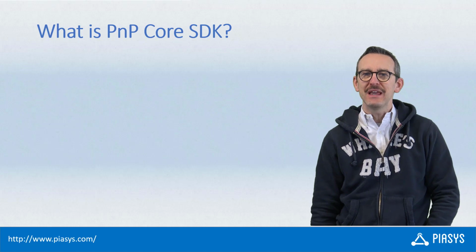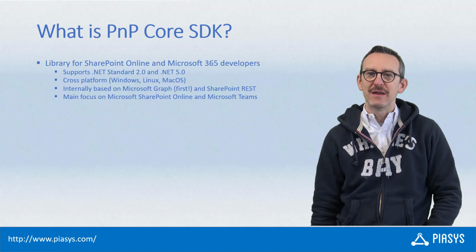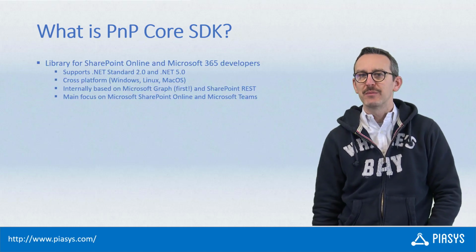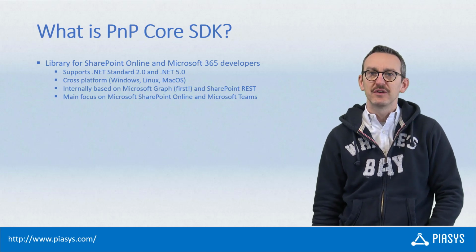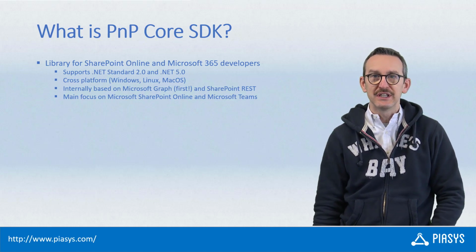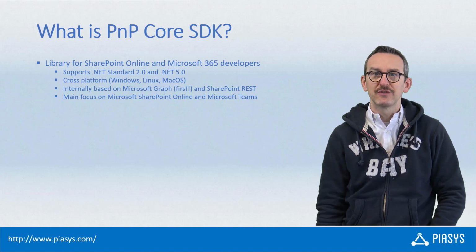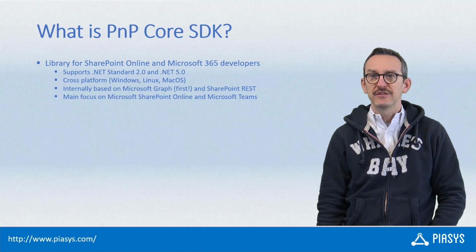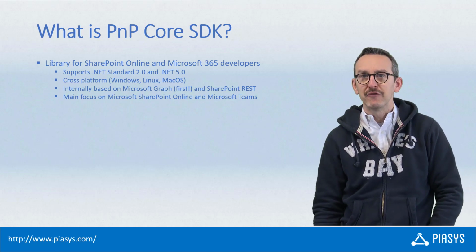Today I'm really happy and proud to introduce you to the new PnP Core SDK library. The PnP Core SDK library is a library for SharePoint Online and Microsoft 365 developers, which supports .NET Standard 2.0 and .NET 5. It is a cross-platform library, so you can use it in Windows, Linux, and macOS. And it has been built with Microsoft Graph in mind.